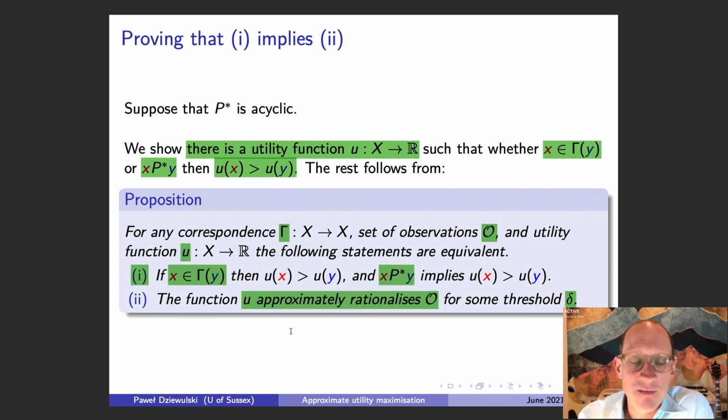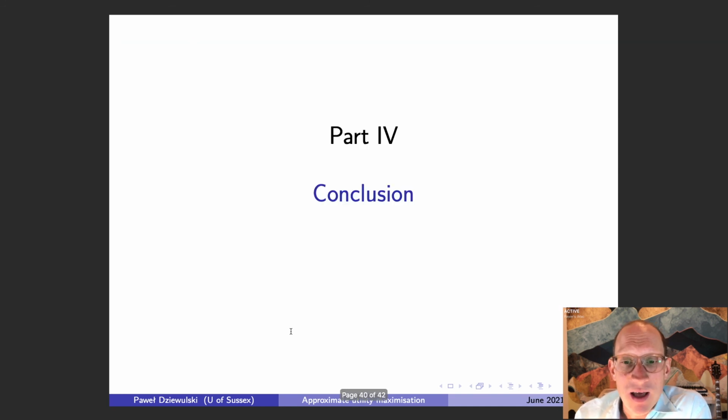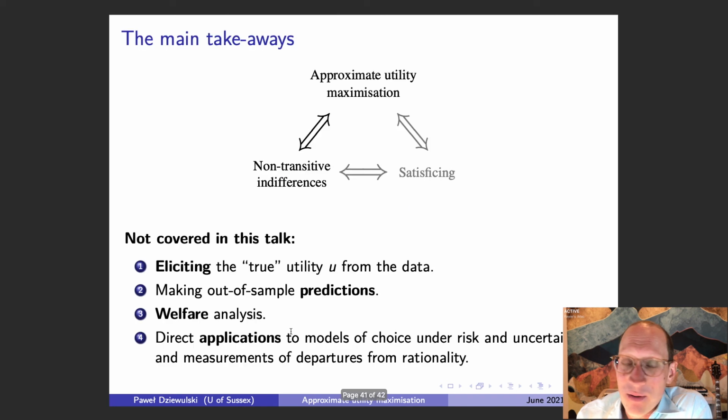So this is one very important observation that I would really like to highlight. This method is much more flexible and much more general than it would initially seem. And this essentially concludes this very short video. Main takeaways is that approximate utility maximization is really equivalent to non-transitive indifferences, and that's really it.